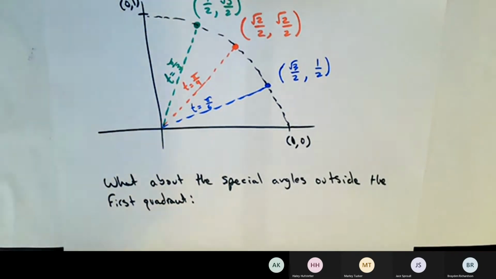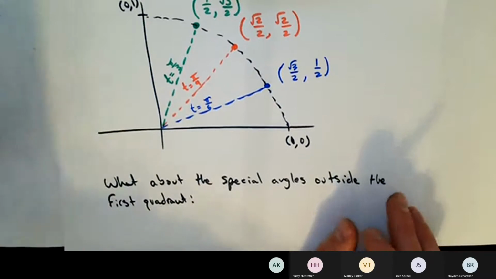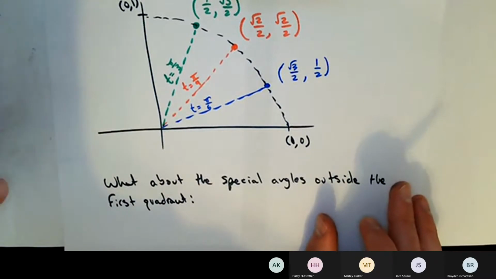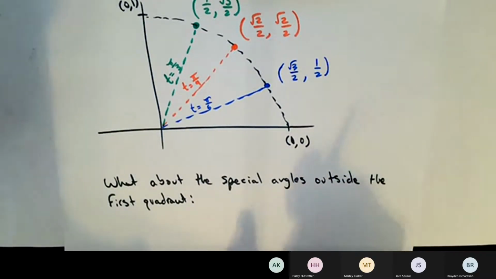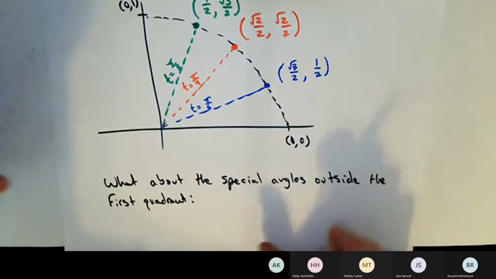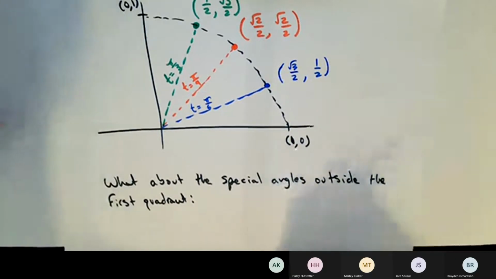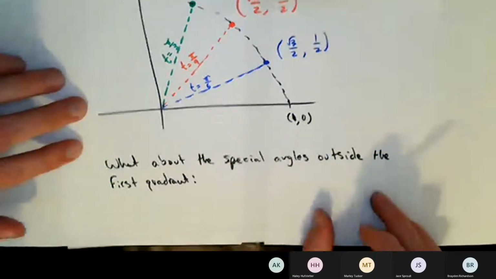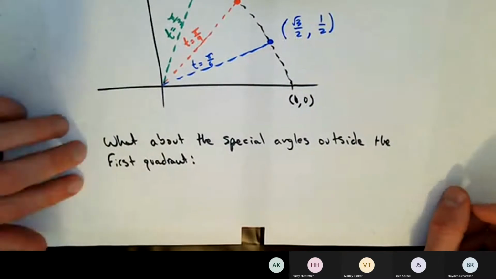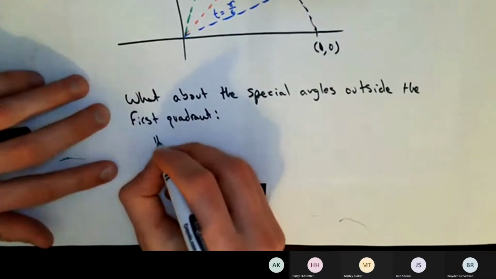Okay, again, I'm going to give away the big punchline here, but then we'll talk about a more detailed analysis of what's actually going on. First of all, what are the special angles outside the first quadrant? I'll start with the smallest one.